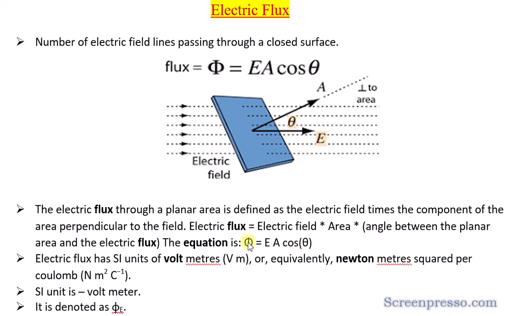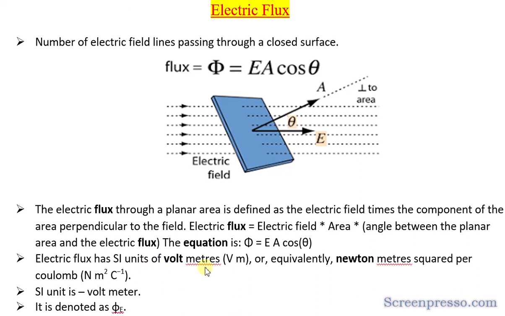Usually the representation of flux is phi. For convenience, as there are two types of flux, electric flux and magnetic flux, electric flux is represented by phi E, which I'm showing here, and magnetic flux is represented by phi m. As per the standard, phi is the standard symbol.